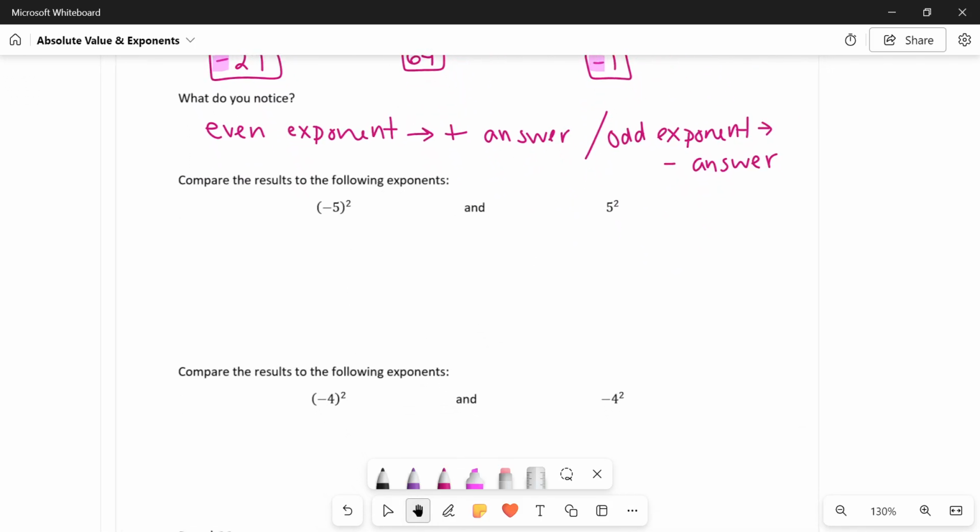So let's take a look at a couple similar looking ones. Negative 5 squared. So let's type it in our calculator. Parenthesis, negative 5, parenthesis, caret 2. We get a positive 25. And over here, we're just typing in 5, caret 2. And we also get a 25. So let's compare them. Well, they're the same.